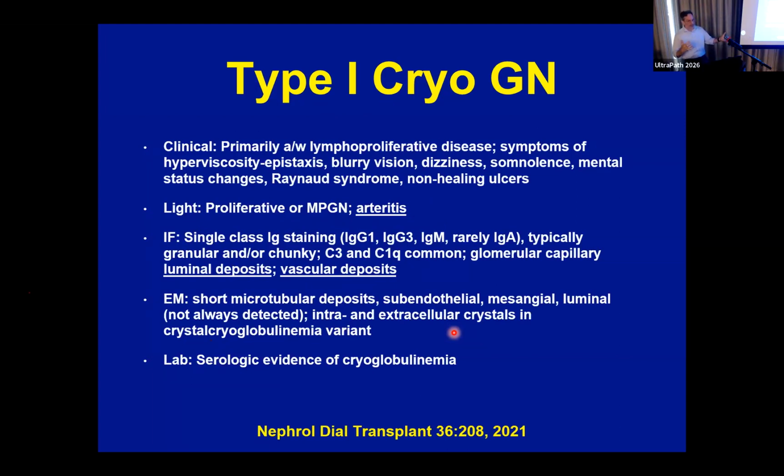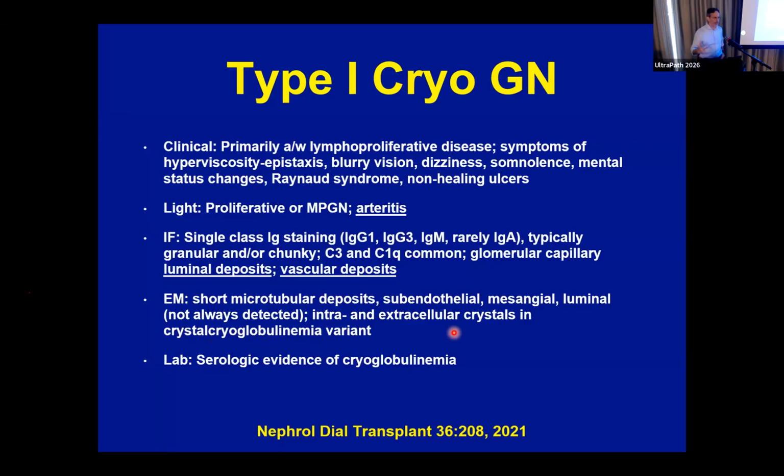The pattern that you see by light is usually proliferative, membranoproliferative included in that, and they can also have arteritis that you can see in the biopsy occasionally. By IF, again, it'll be a single IG staining, usually IgG1 and IgG3 are most common, but others can sometimes be seen. The staining is typically granular and maybe even chunky. C3 and C1q are common, and very commonly you'll see luminal deposits, that is, these cryoglobulins within the capillary lumen, and sometimes vascular deposits.